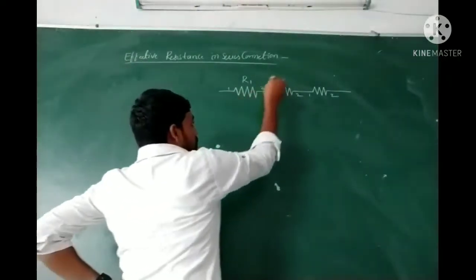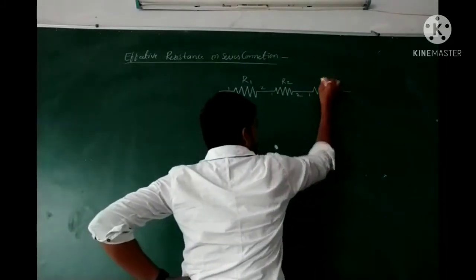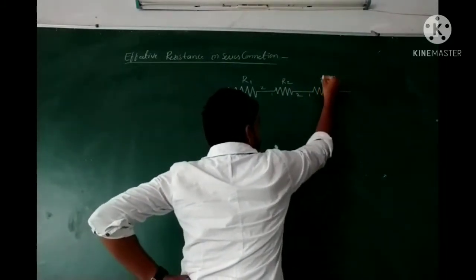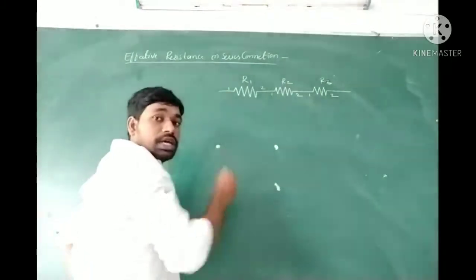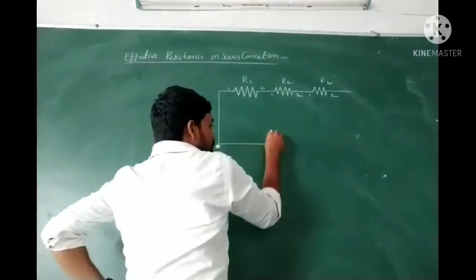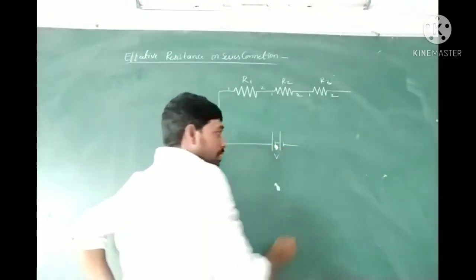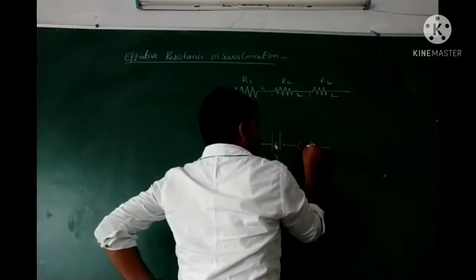So, if this resistance is R1, this is R2 and this is R3, then these resistors are connected with a V volt battery in series with the switch.